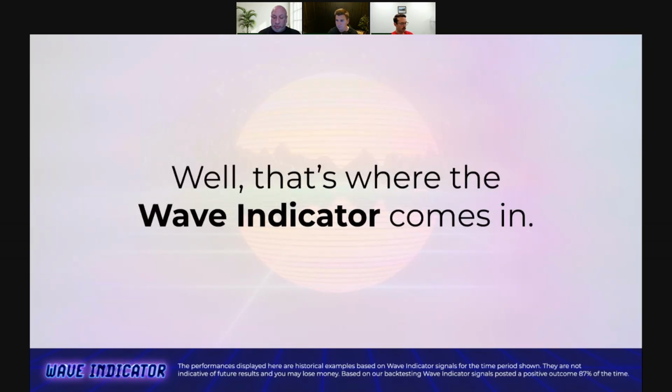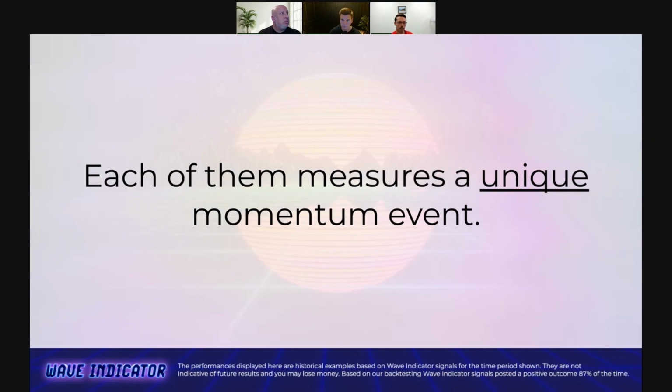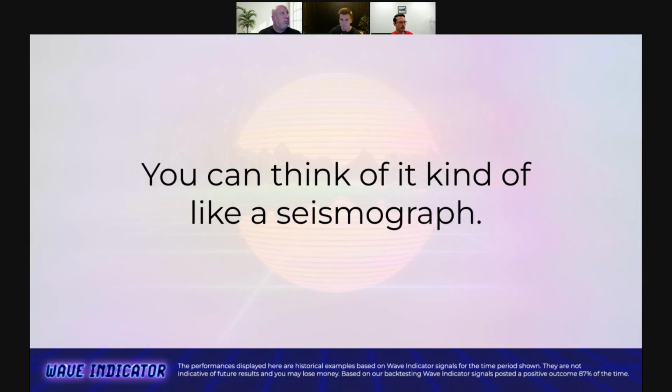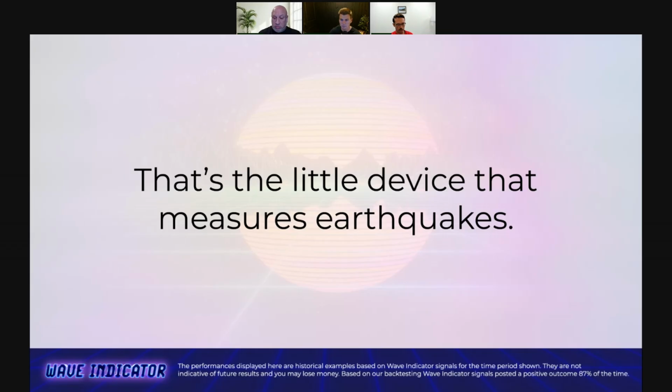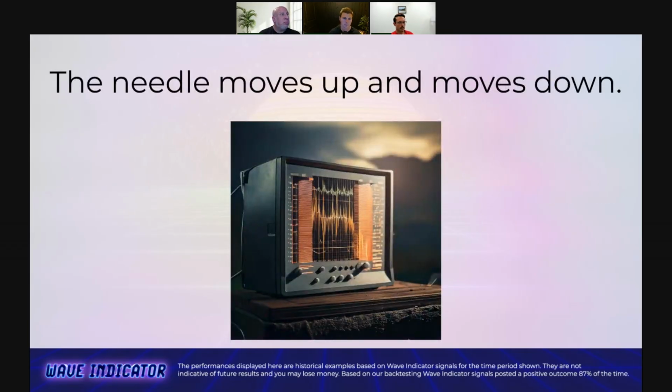So that's where the wave indicator comes in. Now, this indicator combines not one, not two, but 18 different momentum variables. Each of them measures a unique momentum event. You can think of it kind of like a seismograph. It's a little device that measures earthquakes. We've all seen this in the movies, right? Dante's Peak with Pierce Brosnan in 1997. We all remember that. The needle moves up and moves down.